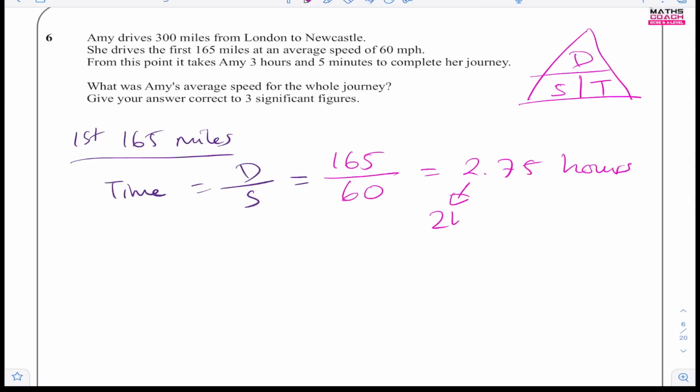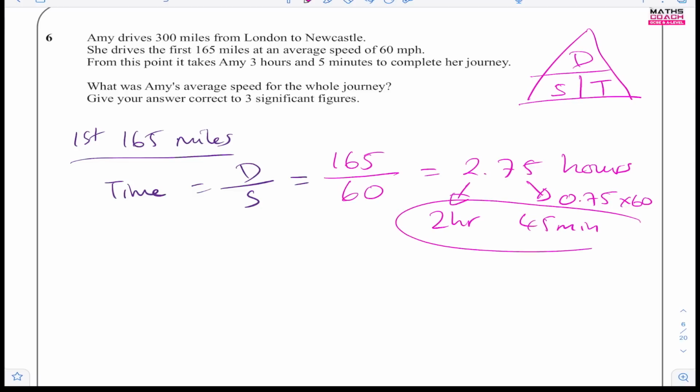So this would be 2 hours, and then this would be 0.75. It's in hours, so you need to make that into minutes. So you have to times it by 60, and that gives you 45 minutes. So in total, it takes 2 hours and 45 minutes on the first part of her journey, where she travels at an average speed of 60 miles per hour. Then from this point, it takes Amy 3 hours and 5 minutes to complete her journey.